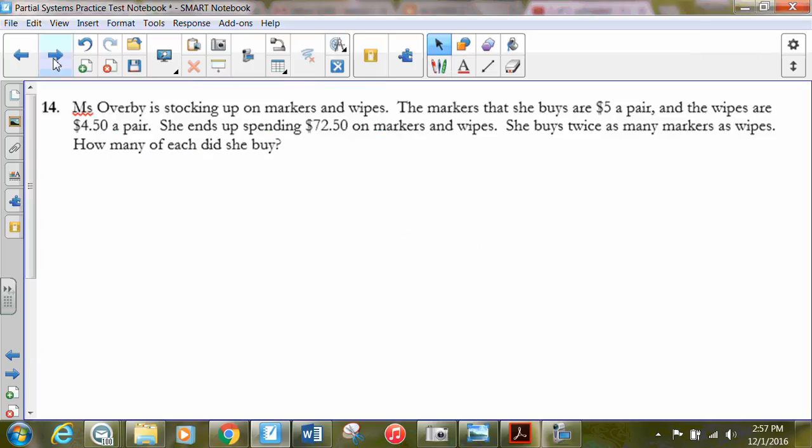Miss Overby is stocking up on markers and wipes. The markers that she buys are $5 a pair, and the wipes are $4.50 a pair. She ends up spending $72.50 on markers and wipes. She buys twice as many markers as wipes, and how many of each did she buy?